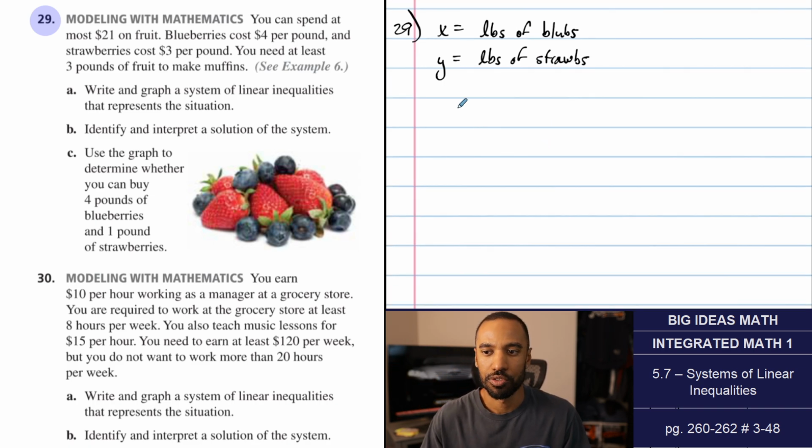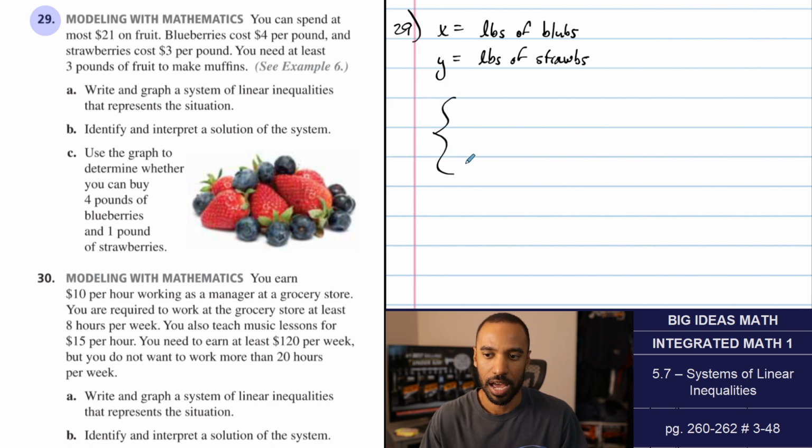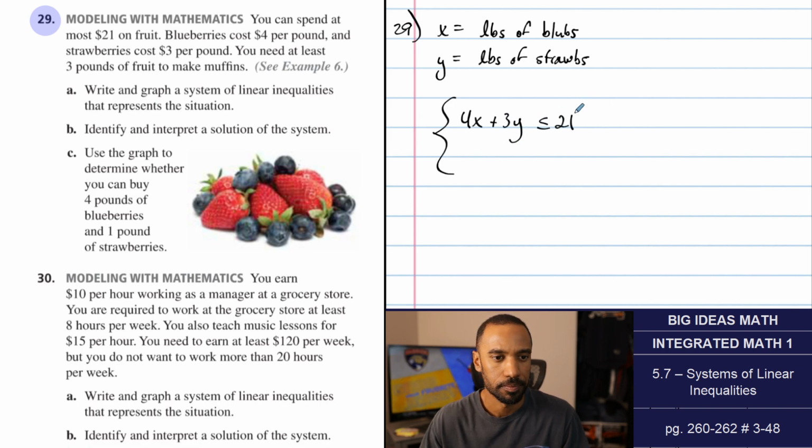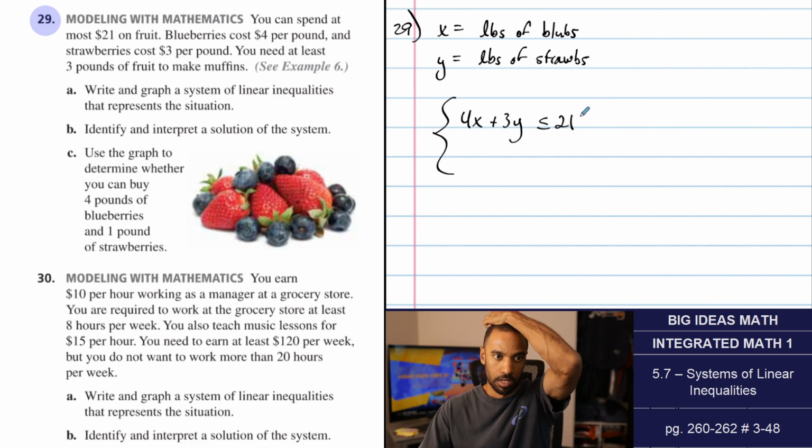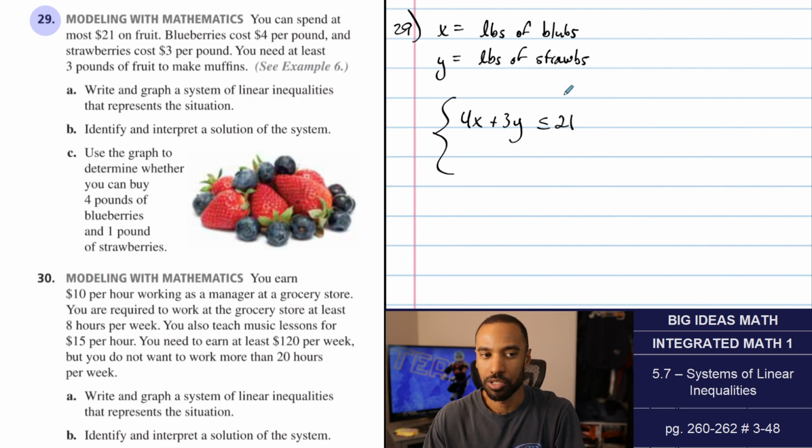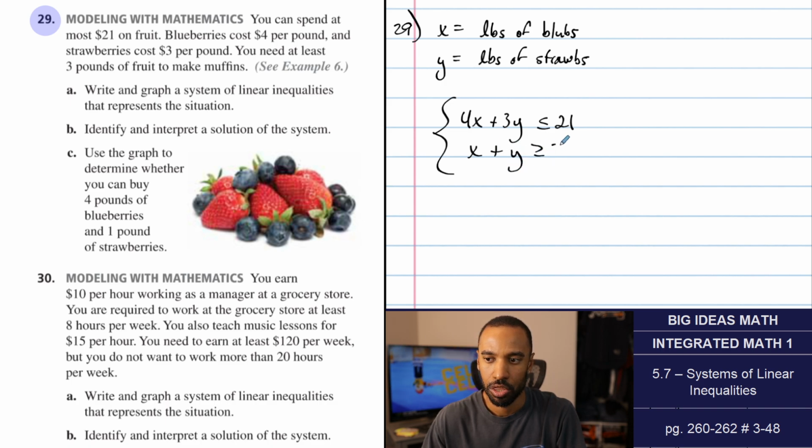All right, so as far as our system goes, we got a few things going on here. You can spend at most $21 on fruit, and blueberries cost $4 per pound. So that's 4x plus 3y less than or equal to 21. You need at least 3 pounds of fruit to make muffins. Fruits, oh, that's both of them. So your combination of blueberries and strawberries needs to be at least 3 pounds.